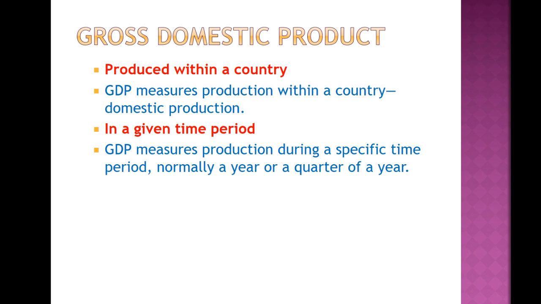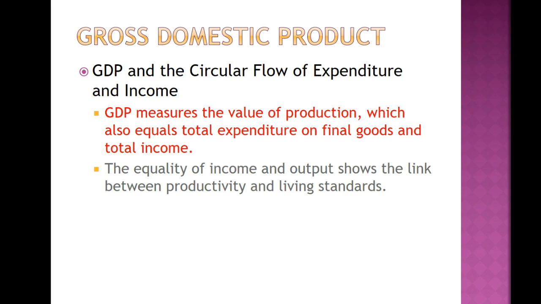Okay, we'll move forward. Again, GDP and the circular flow of expenditure and income. Yes, don't write that down. Just please do write down that GDP measures the value of production, which also equals the total expenditure on final goods and total income.